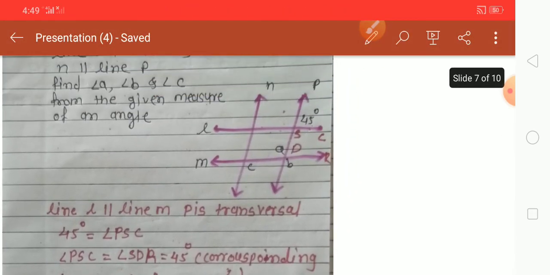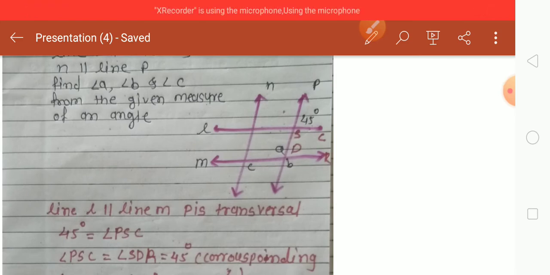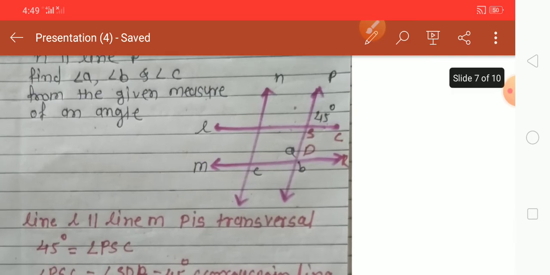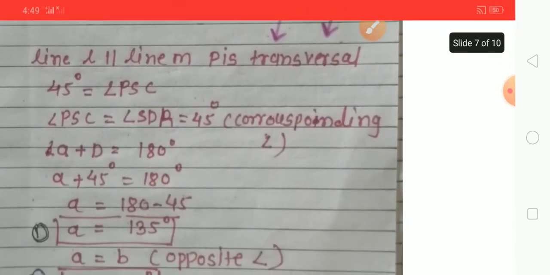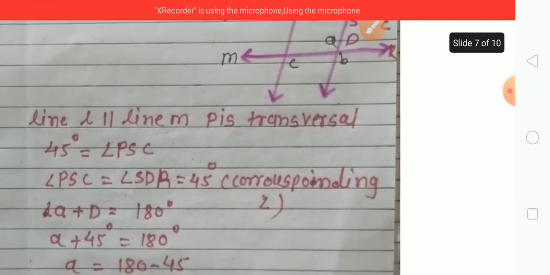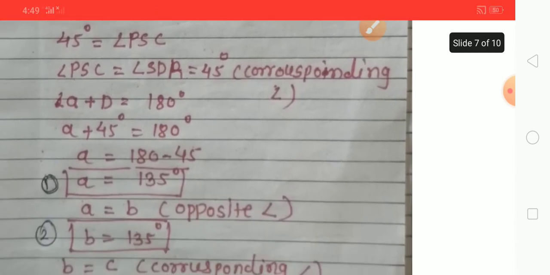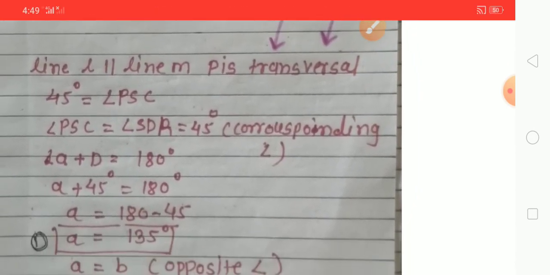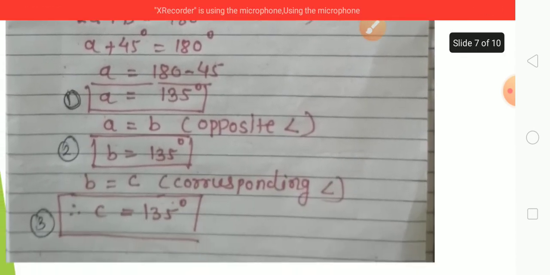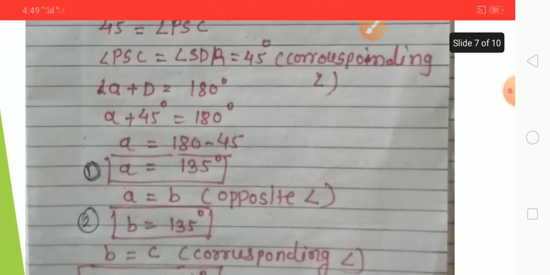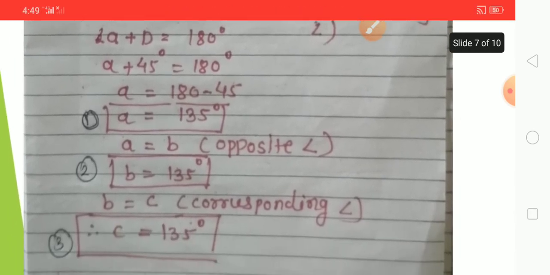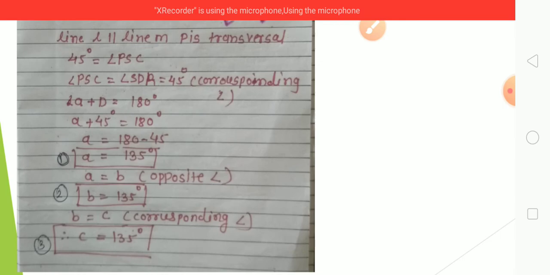When we change the position of the lines, line N is parallel to P and M is the transversal, in that way there is the corresponding angle. There is C and B. So B, we know the measurement. B is 135 from the opposite angle, and so B and C are corresponding angles. So C is equal to 135.